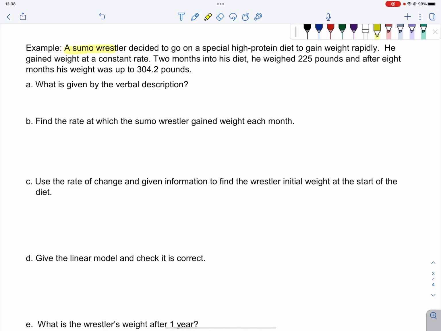A sumo wrestler decided to go on a special high-protein diet to gain weight rapidly. He gained weight at a constant rate, and 2 months into his diet, he weighed 225 pounds. After 8 months into the diet, his weight was up to 304.2 pounds. With this information, we want to write our linear model, but first we need to understand what we have been given in these couple sentences here.